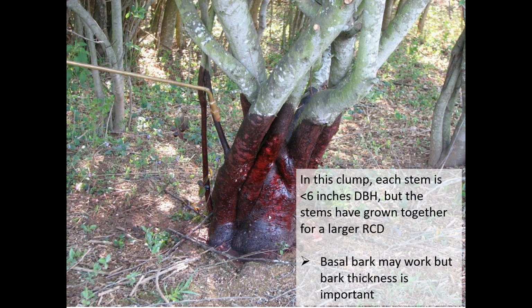Okay, so we have seen very good control even on species that have a larger than 6-inch diameter root collar here, where the DBHs are all definitely less than 6 inches, even where there's some fusions here. But just recognize that once things start to fuse together, this is where things start to get difficult with basal bark applications, or more challenging for sure.